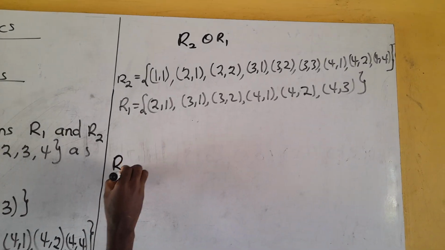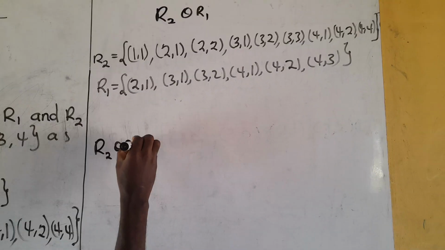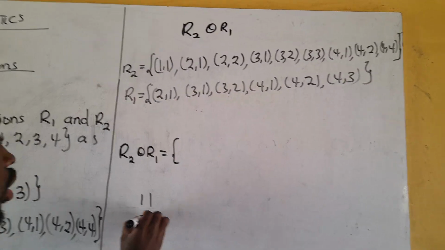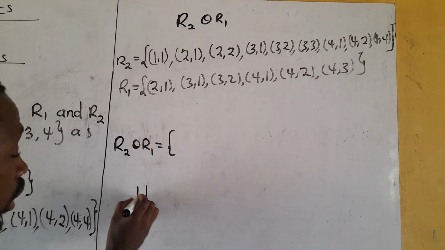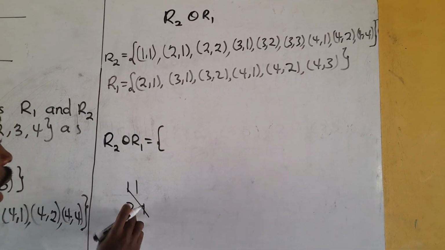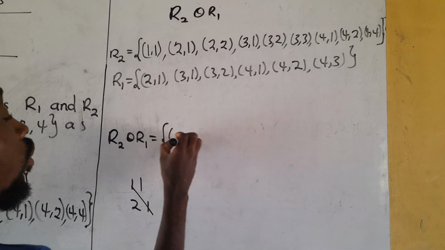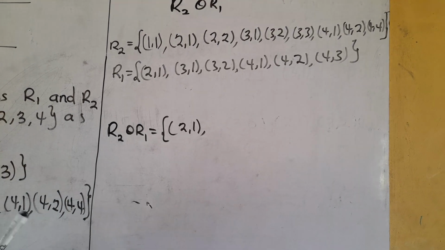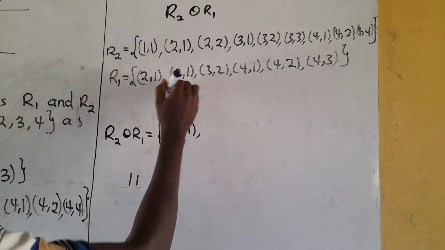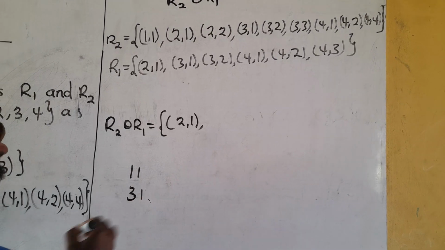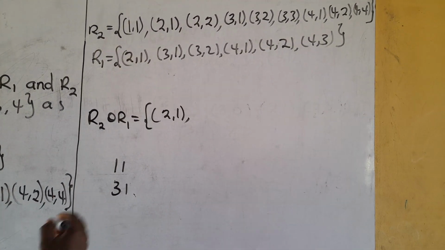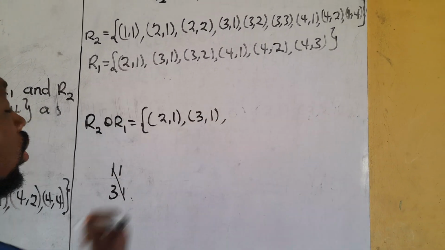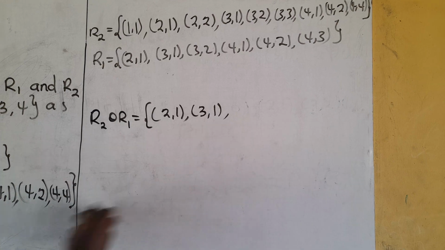So R2 composite R1 will be equal to what? We take this first ordered pair 1 1 against 2 1. So we see that this first relates or corresponds with that. Then the first here will relate to the second. So we have the ordered pair 2 1 as first. We take the 1 1 again. 1 1 against 3 1. You realize that they correspond. So we have the ordered pair 3 1.